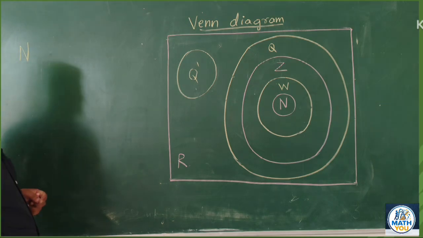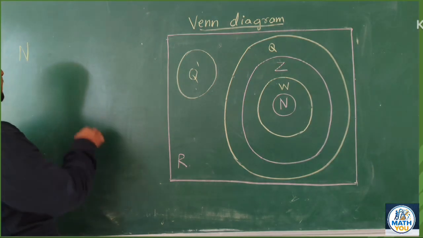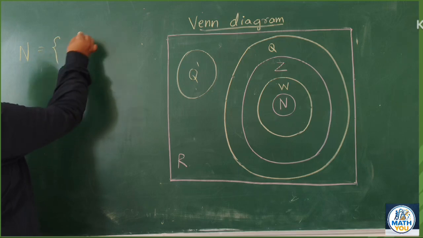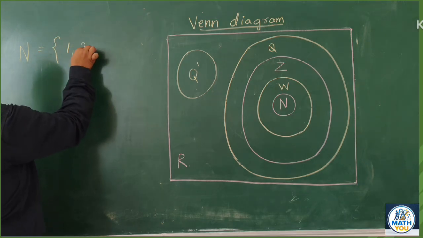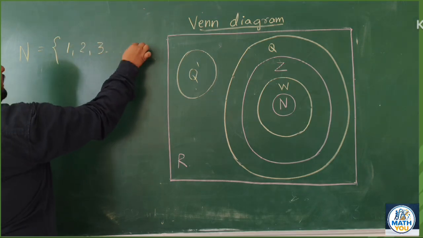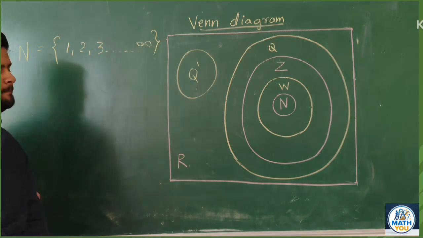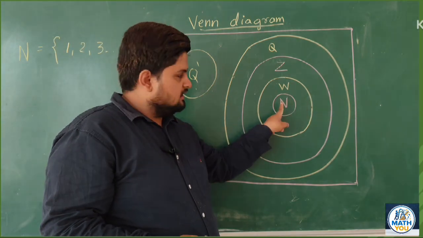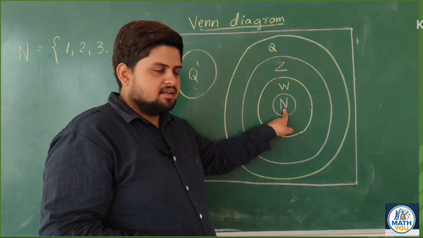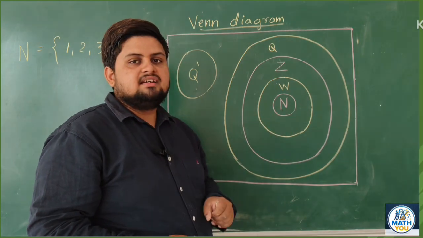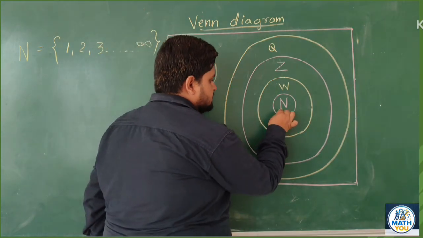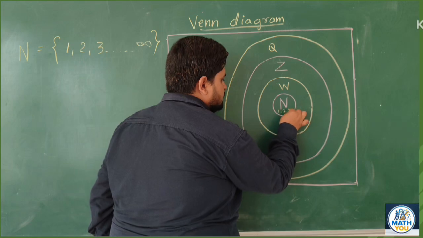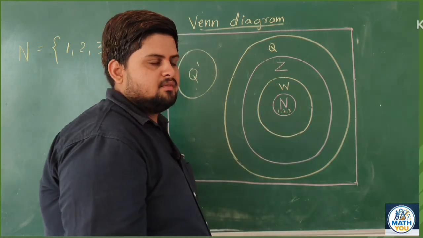The first and foremost set of numbers that we discussed are natural numbers, denoted by capital letter N. They are the numbers which start from 1, 2, 3 up to infinity. So here I have drawn a small circle with a letter N inside. This circle represents the set of natural numbers, which starts from 1, 2, 3 up to infinity.